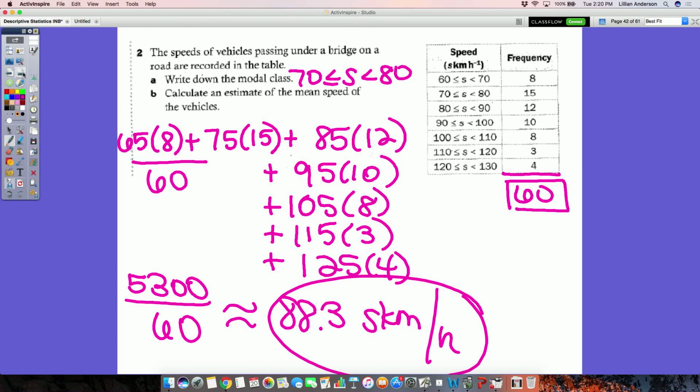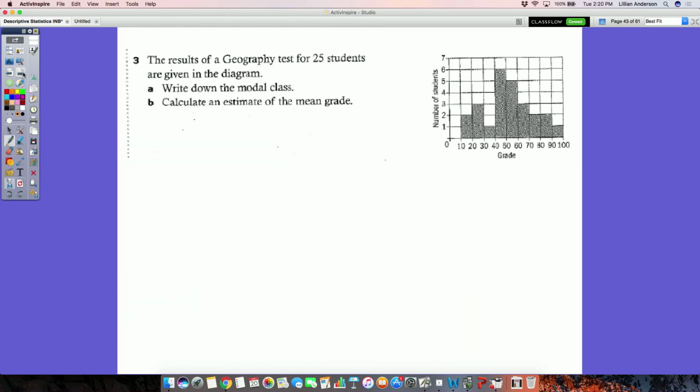All right, this last one is the results of a geography test for 25 students. They're given in this diagram. What is this diagram of? It is a histogram, okay? Remember, histograms were drawn when you had a group frequency table. So even though there is no table, you technically could recreate a table if you wanted to, okay?